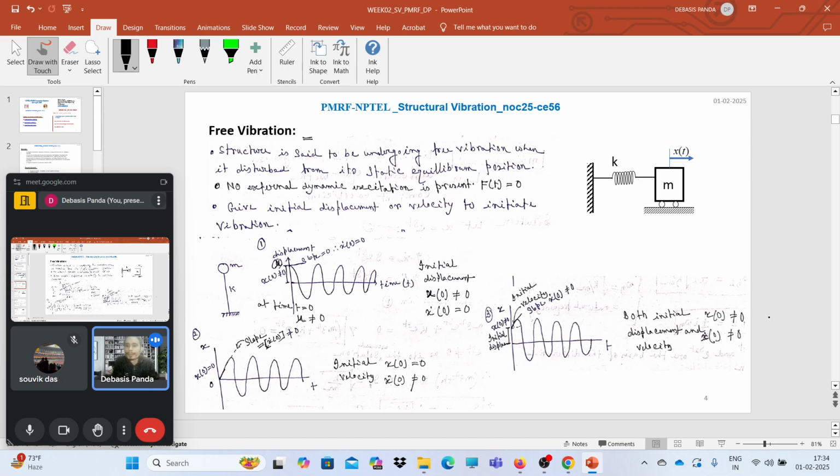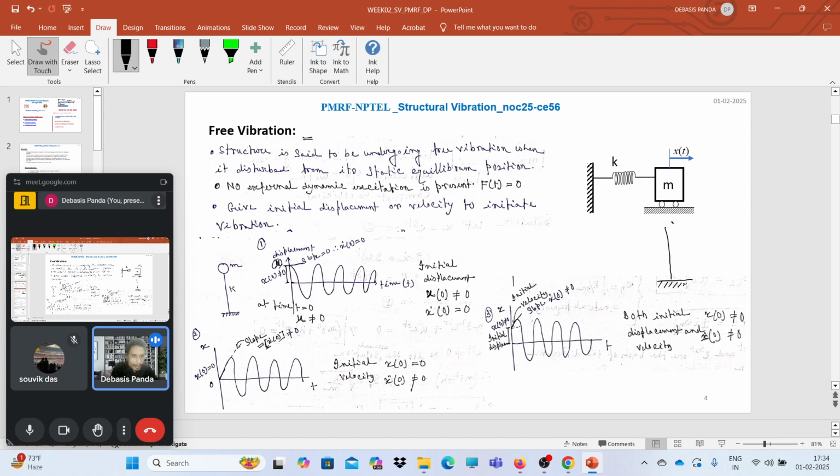the effect or influence of the external forces. Right? That means no external force is applied. So how is the vibration occurring? The vibration is occurring due to the initial condition. Say for example, we have a spring mass system, and I have modeled the system like this.